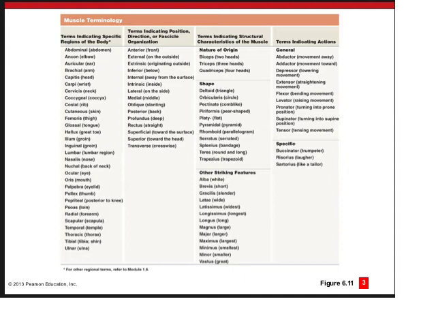terms indicating direction or fascicle organization of the muscle, and also terms indicating the structural characteristics of the muscle, and terms indicating their actions. So this is a good chart to kind of give you lay of the land with regard to muscle names, and use this as a way to try and figure out where a muscle is located and what a muscle might be doing. Okay?